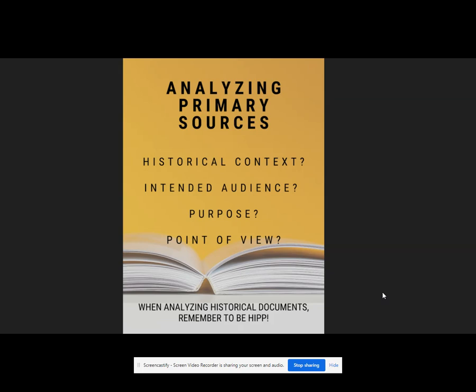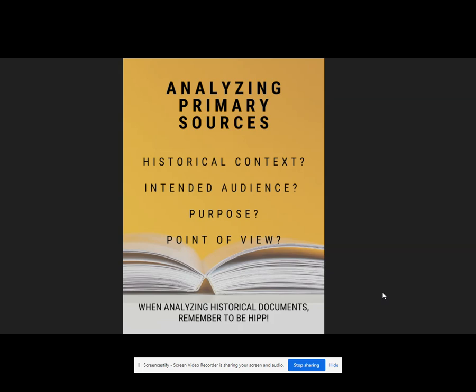After reading a primary source, and remember, a primary source is a written document, it can be a newspaper, a journal, a court case. It can even be a piece of clothing. You go through this process to identify the main ideas and really analyze it thoroughly. So, a little bit about historical context.